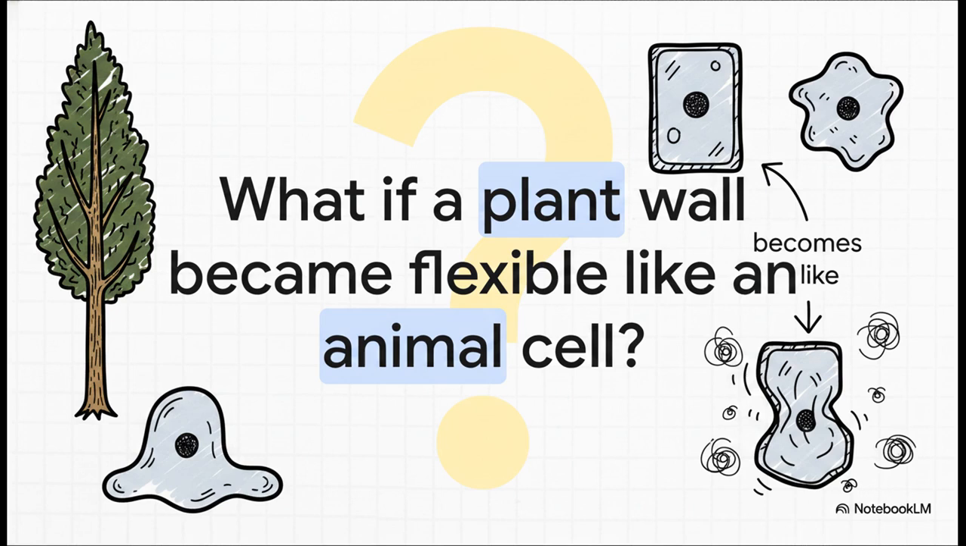So, to wrap this explainer up, I want to leave you with a fascinating thought experiment. Based on everything we've just covered, what consequences would you predict for a plant cell if its cell wall were to suddenly become as flexible as a squishy animal cell membrane? Seriously, imagine a world where a giant oak tree had the cellular flexibility of a human cheek cell. It would be a messy, floppy, completely chaotic disaster.